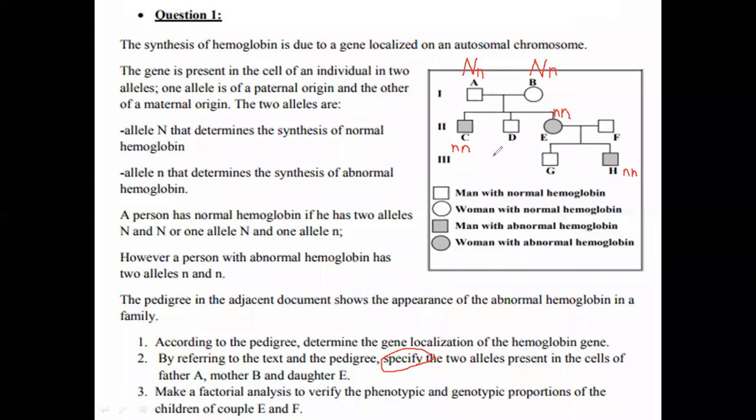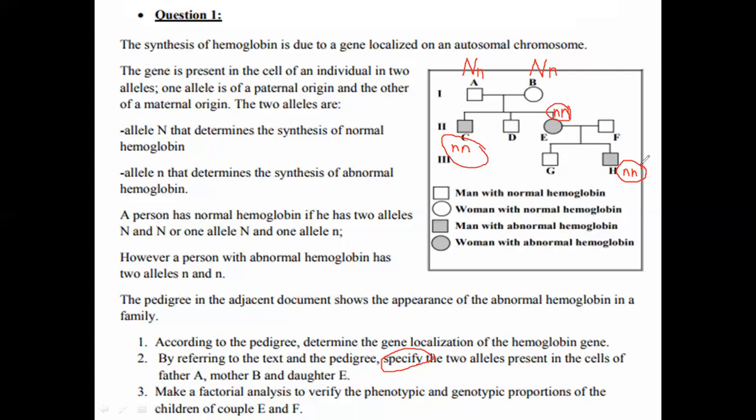If I want to specify the genotype, and they ask you for the whole pedigree, C, E, and H, I can work all of them together. I can say C, E, and H. The genotype of C, E, and H is n small n small. Why? Because they are affected by the abnormal hemoglobin, and the allele for the abnormal hemoglobin is recessive with respect to the normal dominant allele, and it cannot be expressed unless in the case of homozygous. That's why it's n small n small. So here I finished the justification for this.